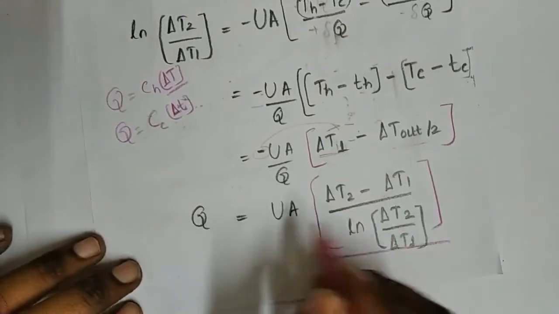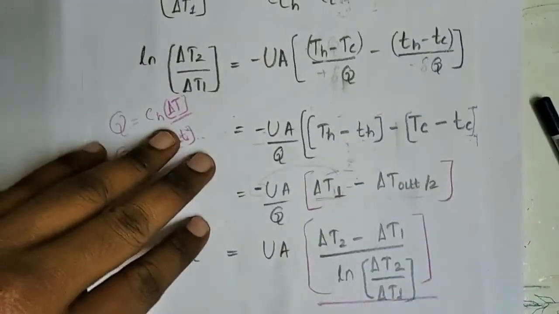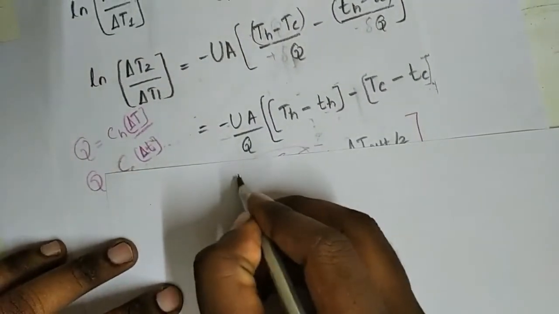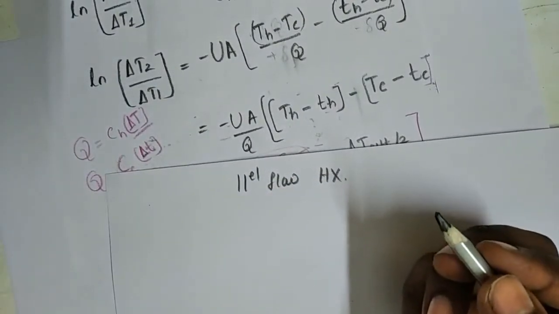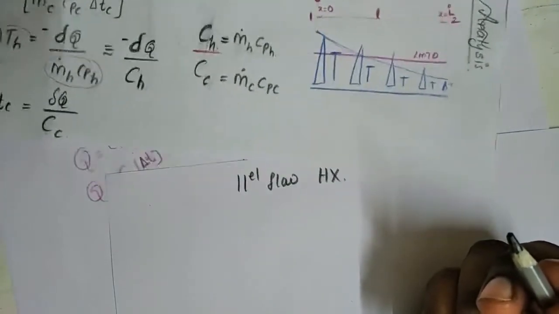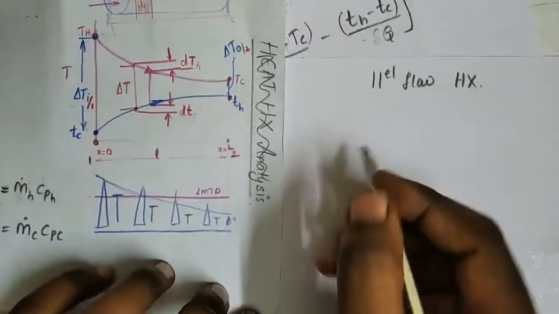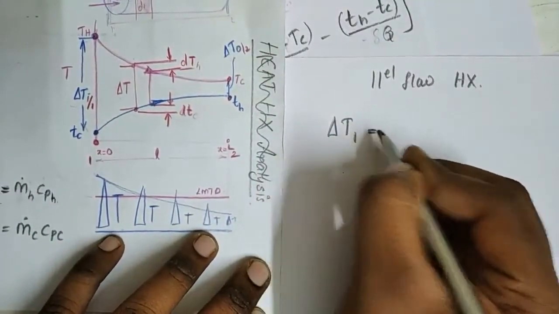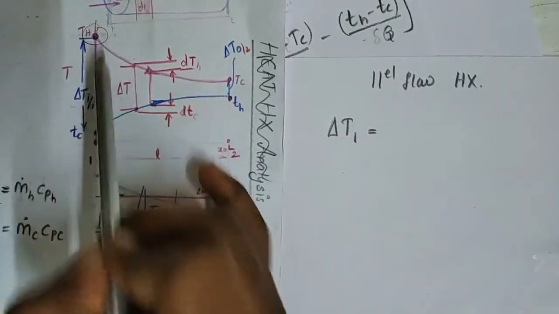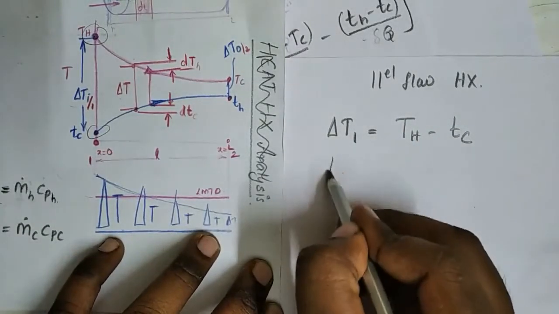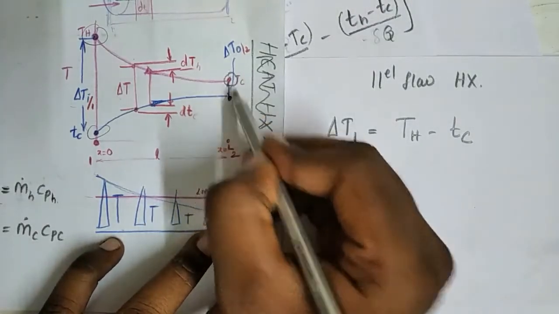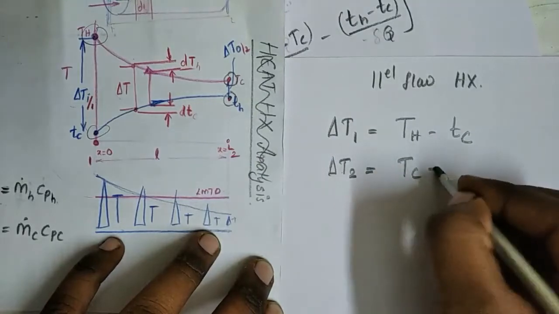Here there is only one variable. Considering this equation for the parallel flow heat exchanger, you can see from the graph itself that delta T inlet, or delta T1, is equal to capital Th minus small tc, and delta T2 is equal to capital Tc minus small th.